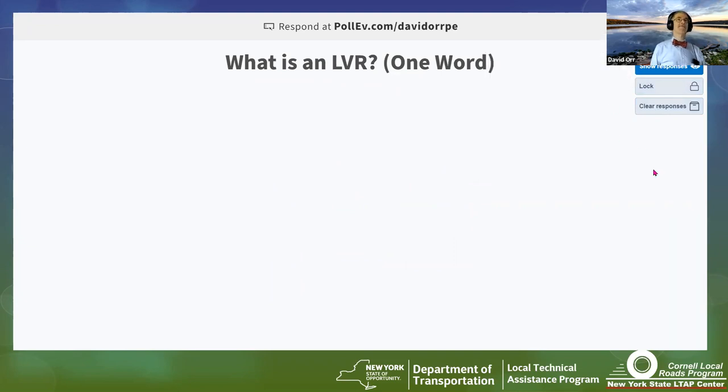What do you think? What one word would you think of for low volume roads? Would help if I hit the activate button so you can actually type your answers in. So sorry about that. Try it now.